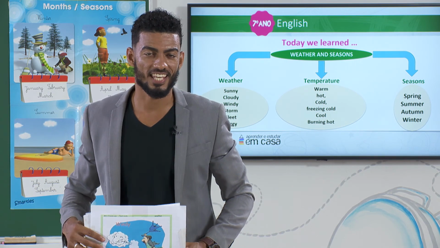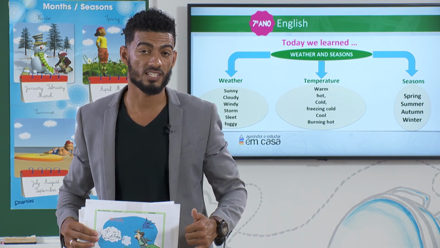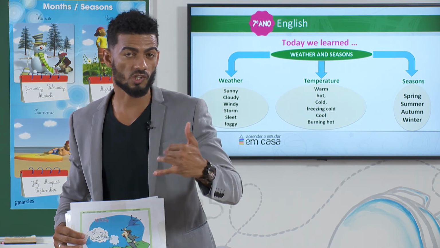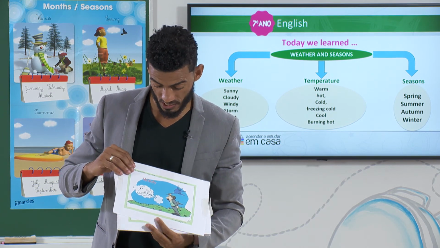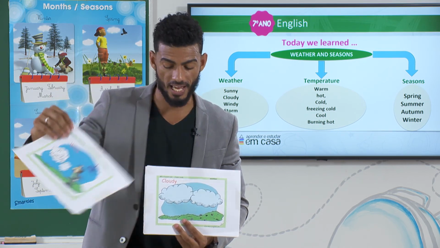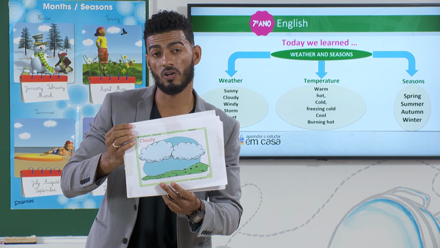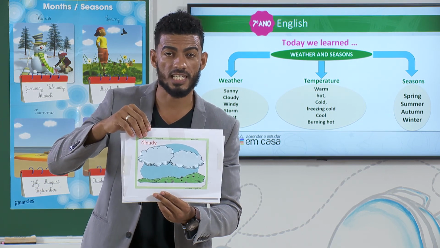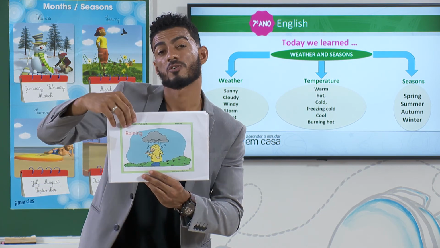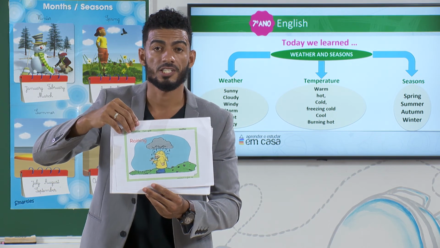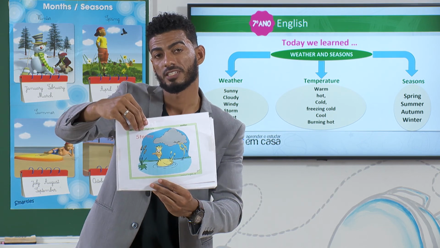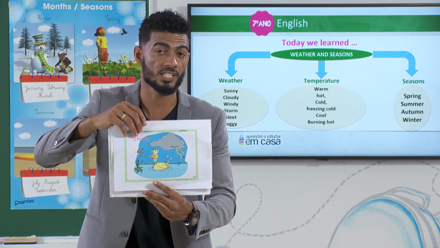So what did we learn today? Good. Today we learned about weather, seasons, and temperature. We saw some weather, for example. Can you say it? What weather do we have here? Cool, wind. And then we have the one we call cloudy. Say it, cloudy. Cool. Also we have another one we call rainy. We say the weather is rainy. Then we have stormy. We say that the weather is stormy.